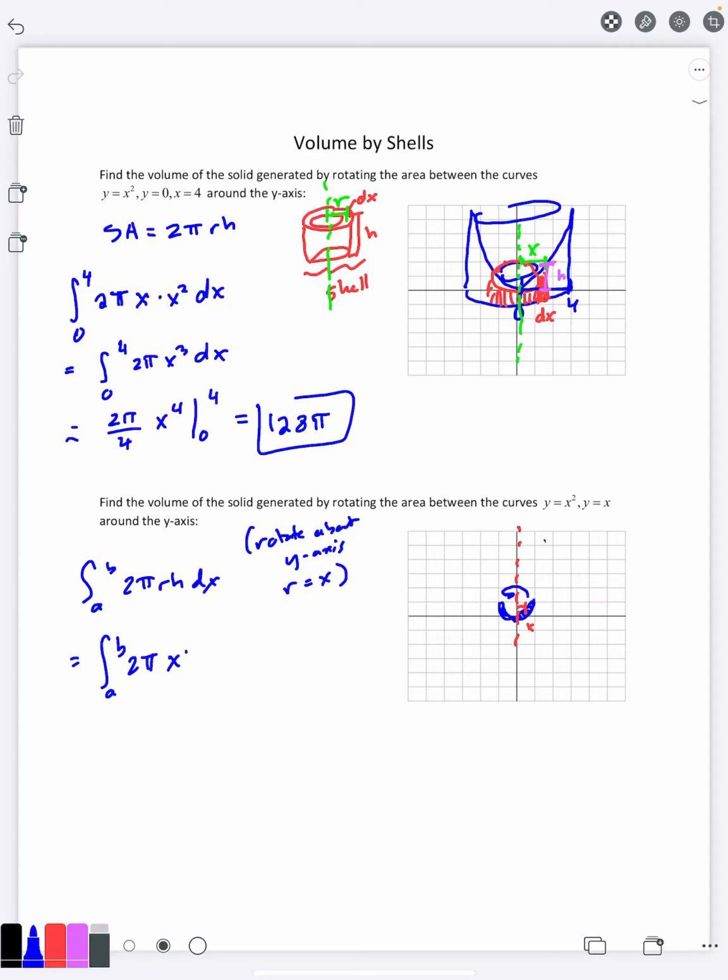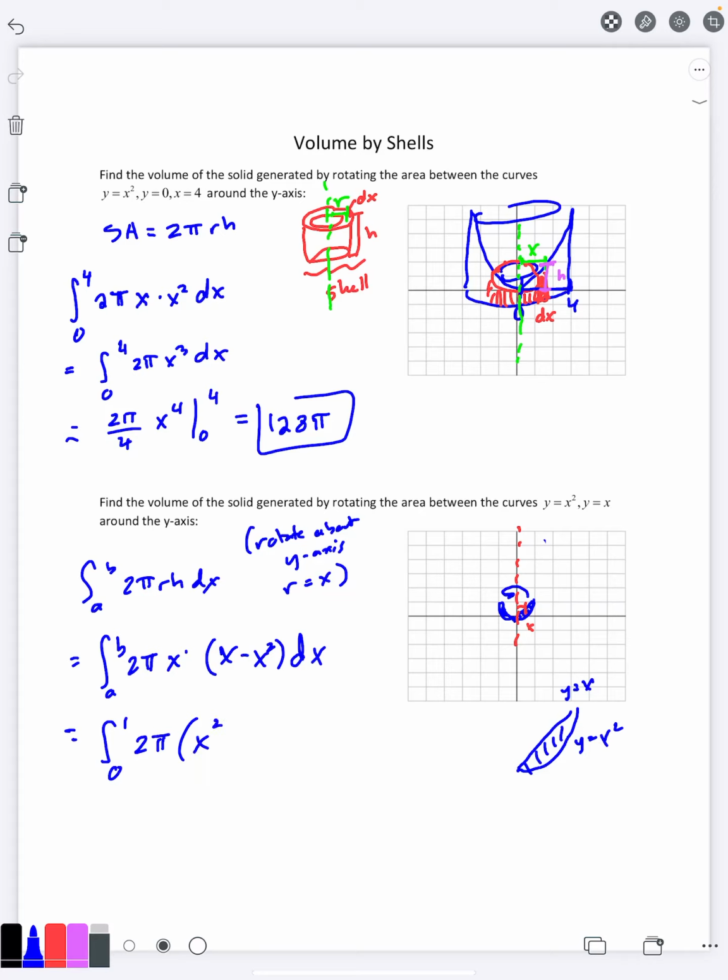Now the height, in this case, since we have two different functions, and if I kind of blow it up here, we had y equal to x on top and y equals x squared on the bottom. So the height is going to be the difference between them, x minus x squared. That's our h there, and throw in our dx. You can solve for where they intersect each other. It's going to be 0 and 1 again.